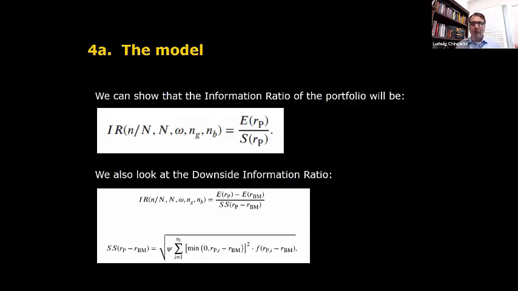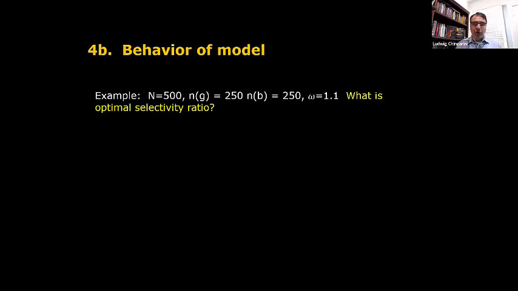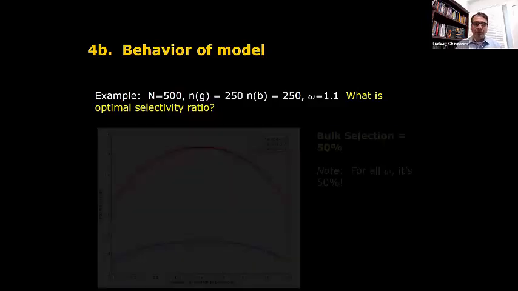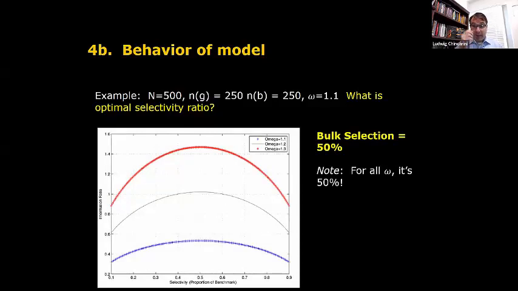Sorry that there's a lot of info, but I'm going to continue and try to keep it on time. Okay, so let's do an example. Suppose you have 500 stocks in the universe. For example, let's say your benchmark is the S&P 500. There are 250 good stocks, 250 bad stocks. Your omega is 1.1, so the active manager has skill. What is the optimal selectivity ratio? It turns out that it's 50% for the bulk selection method.